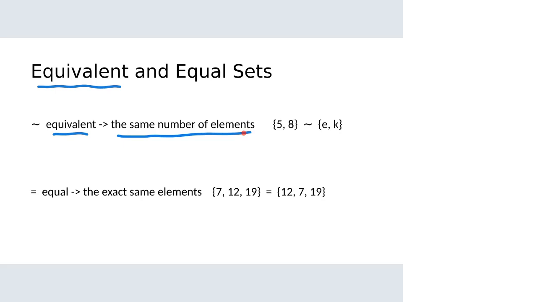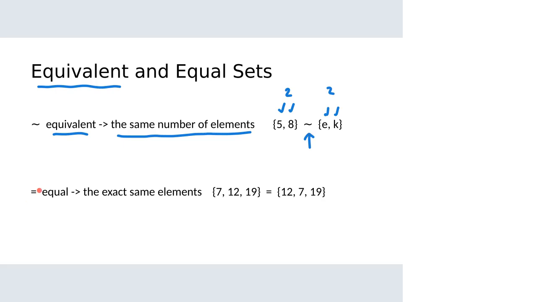So I look here, and this set on the left, 5 and 8, that has 2 elements. And this set on the right, E, K, it has 2 elements. Since they have the same number of elements, we say yes, they are equivalent. If 2 sets have the same number of elements, they are equivalent. If we say they're equivalent, then you know they have the same number of elements. Again, let me know if any questions come up as we talk through these things.